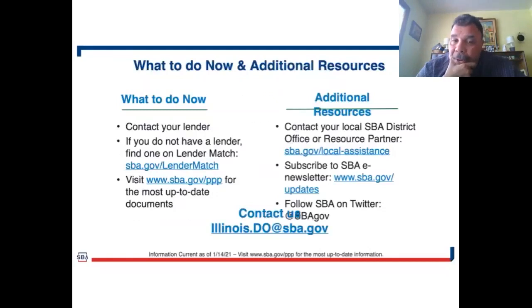So what do I do now? Well, I'm going to tell you what you can do. The very, very best website here is www.sba.gov/PPP. That'll take you where you really need to go. The updates page is an excellent website. Now, you can have your folks, or people in general, go ahead and submit questions to illinois.do@sba.gov. That is our office box.